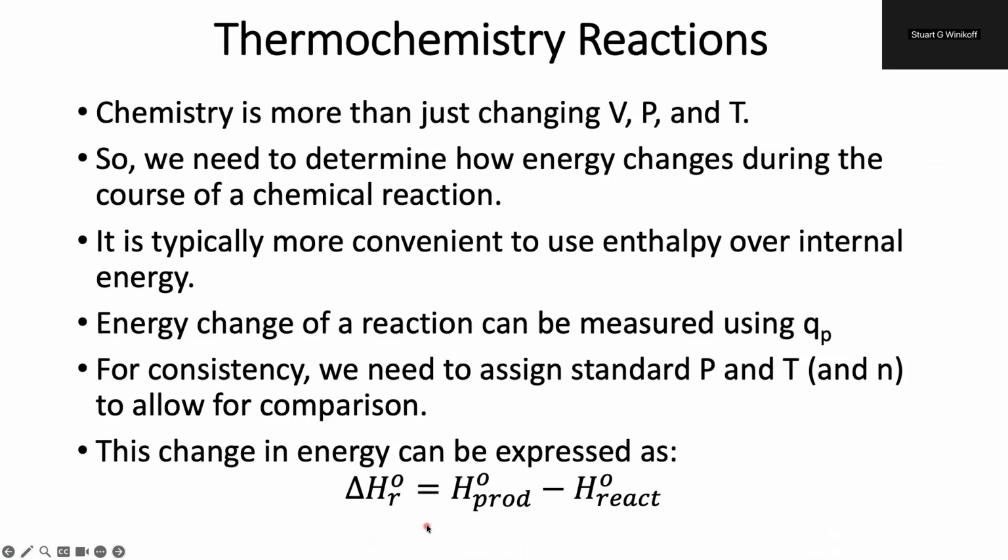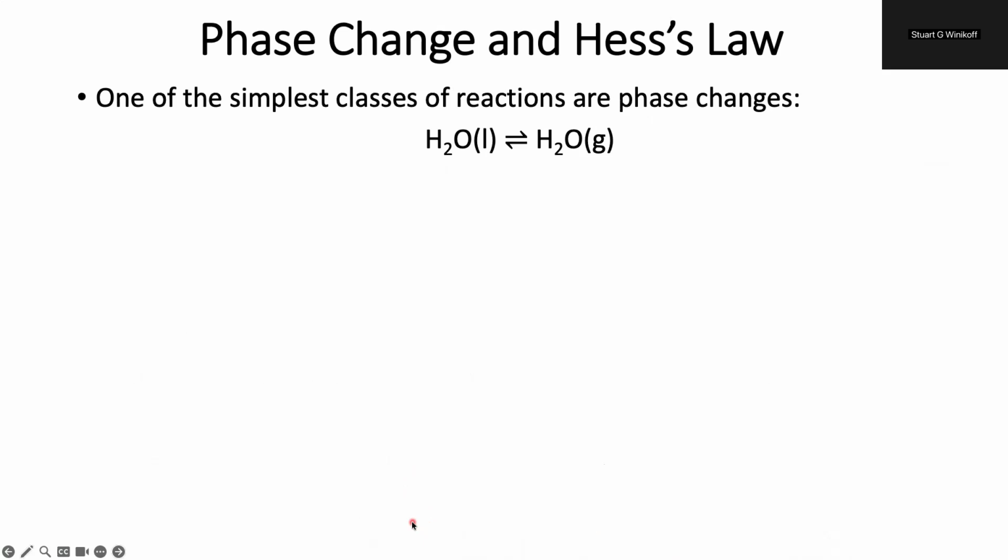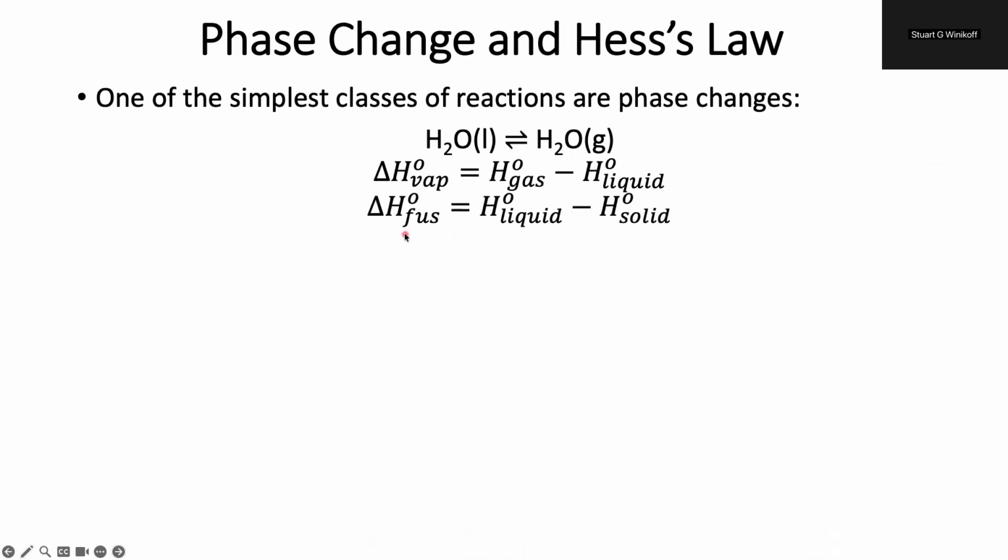So one of the simplest types of reactions we can deal with aren't technically chemical reactions. Instead, they're just simple phase changes. So for example, I can look at the vaporization reaction as liquid water becomes water vapor or steam. And we can figure out the enthalpy of this vaporization by simply taking the enthalpy of the gas minus the enthalpy of the liquid. We can do a very similar thing for other phase changes, like looking at the enthalpy of fusion, which is simply going from a solid to a liquid, or melting.